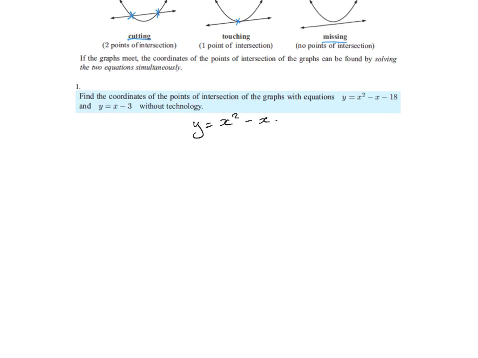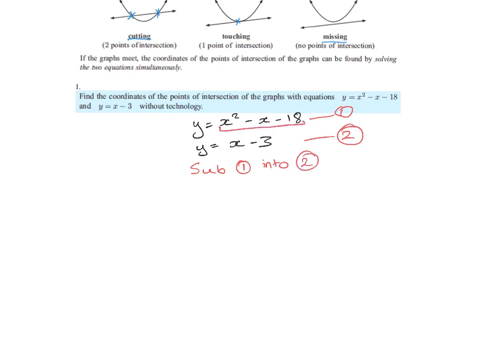So here are my two functions. I like to write them out, and now I like to label them. This is equation 1, this is equation 2. Either way you could do it because they both have y as the subject, so I'm going to sub 1 into 2. I'm going to take all of this from 1, which equals y, and put it into this y. So now my equation becomes x squared minus x minus 18 equals x minus 3.